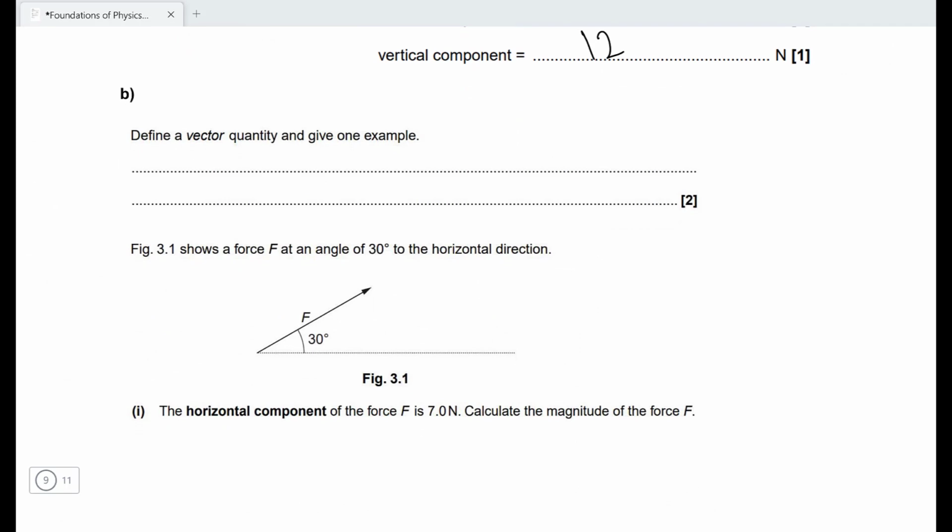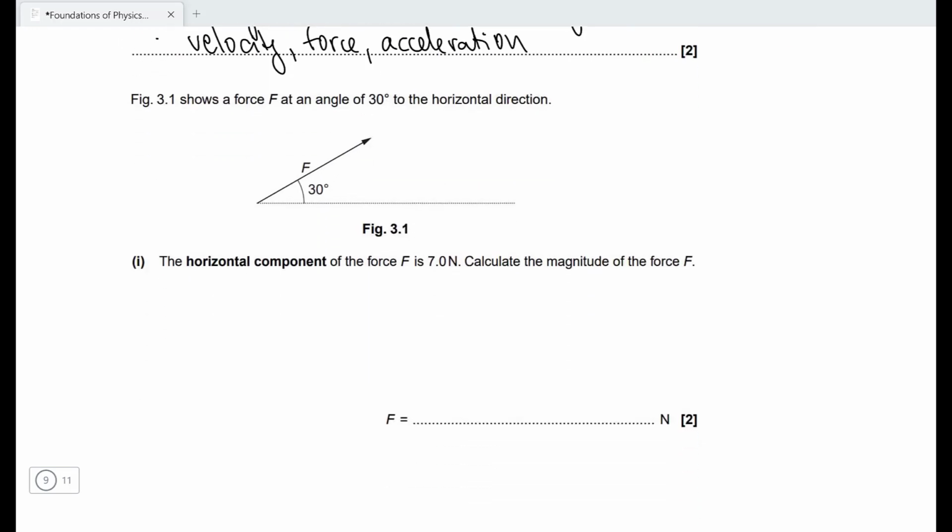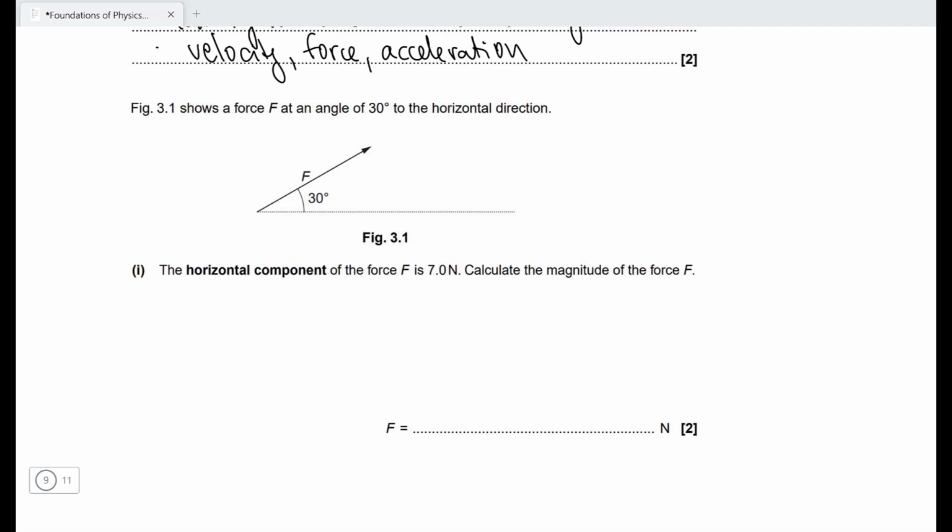Okay, next one, define a vector quantity and give one example. So first off, for defining the vector quantity, it's a quantity with a direction and a magnitude. So it has both of them. Any valid example here will do. For instance, I'm going to write a few. We have velocity, force, acceleration, etc.